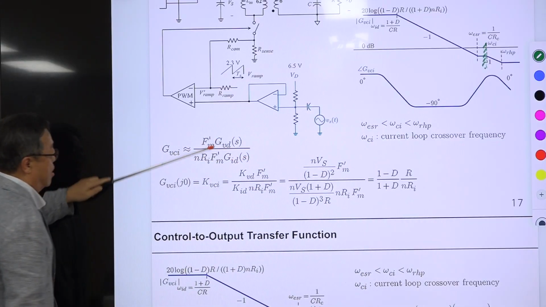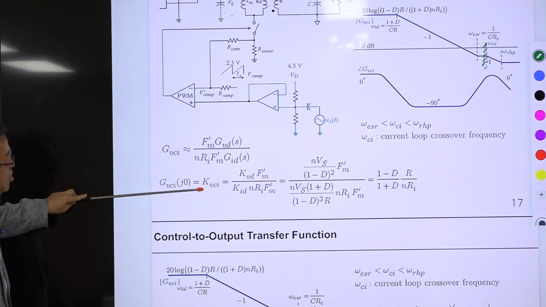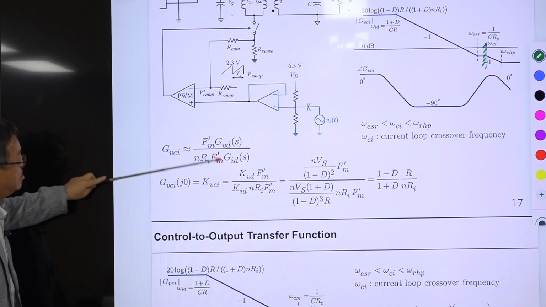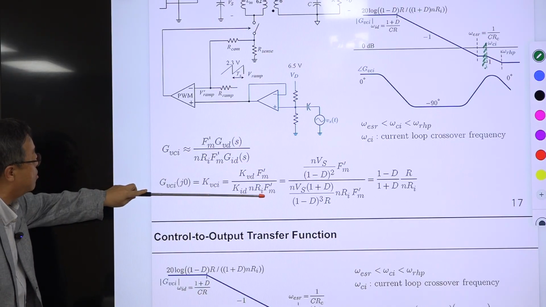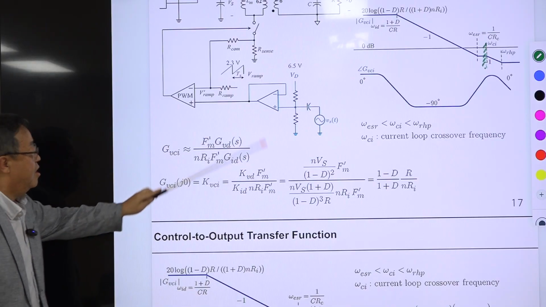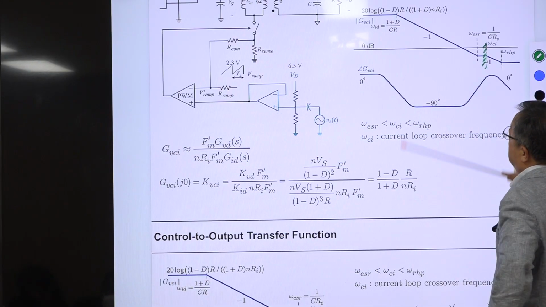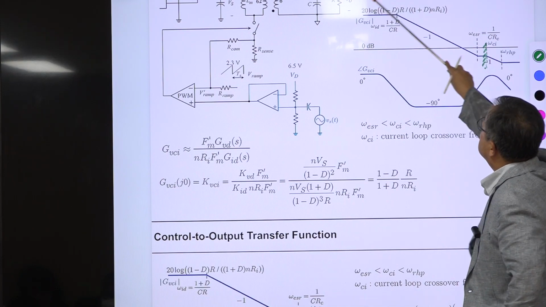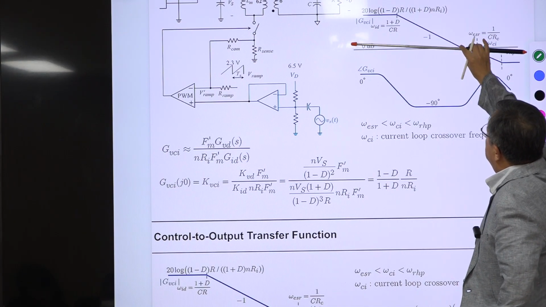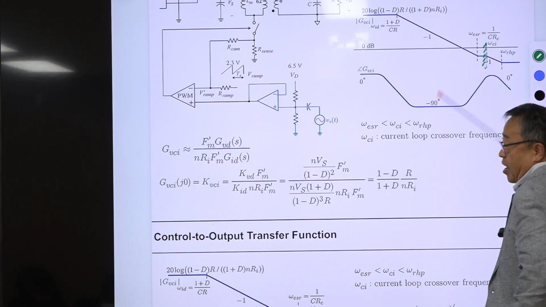And we evaluate the DC value of this transfer function and denote it with KVCI. Then this one is Fm prime here, and this is the DC value of this, and you cancel everything, and this is the final result. Okay, this is the magnitude of this horizontal line.